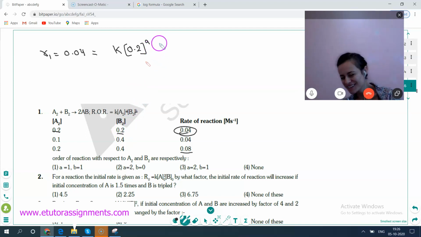Okay. Sorry. This is the equation number 1. Can I write?